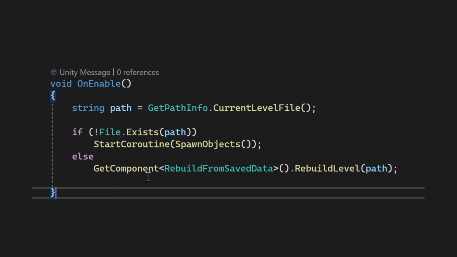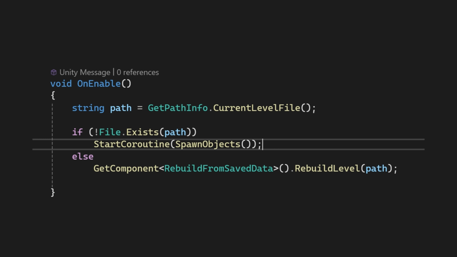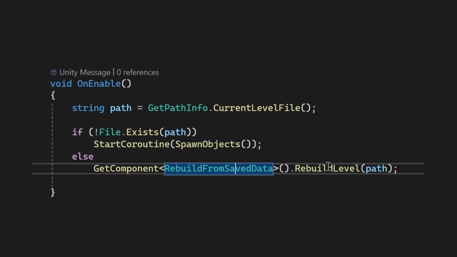What will happen is there'll be a different JSON file depending on what level you're on, because it's going to be open world. You can nip between the levels, so I'm going to save each level separately so they can be loaded independently. Like it says here, if the file doesn't exist, spawn the objects. But if it does exist, rebuild from save data and then access its method, rebuild level, and then send the path to that method so it knows what it's rebuilding.